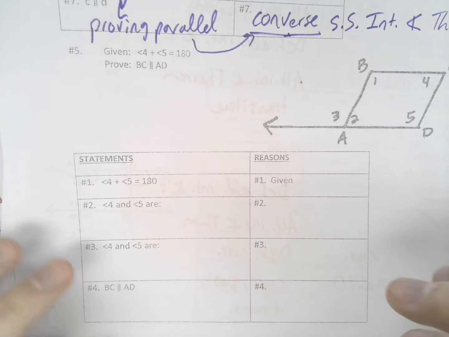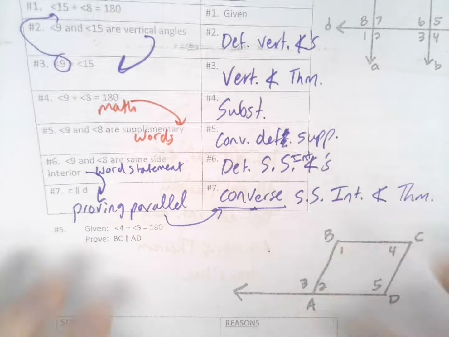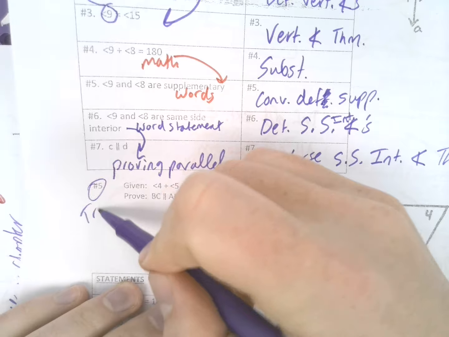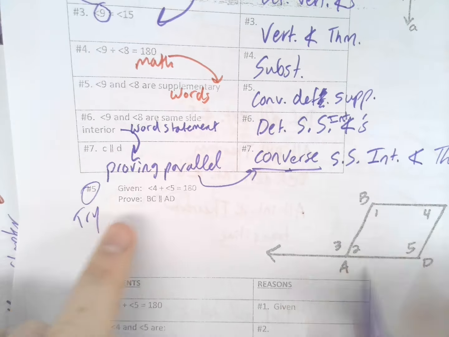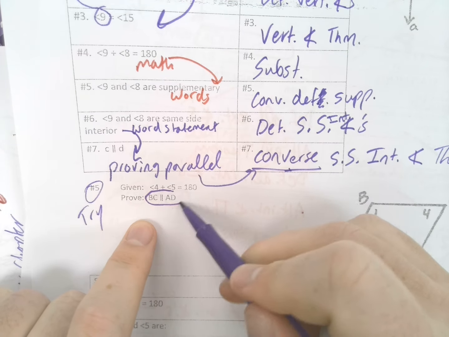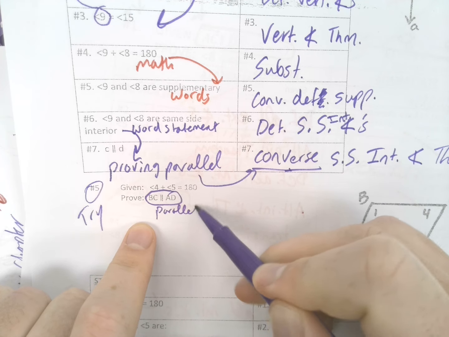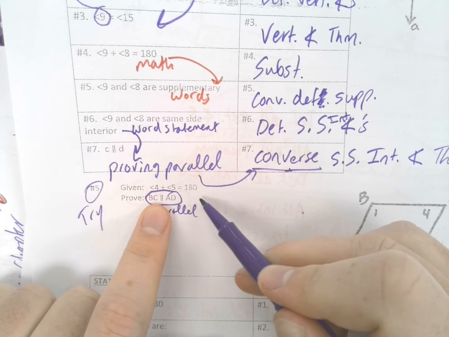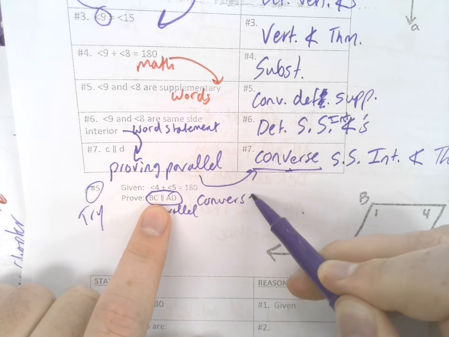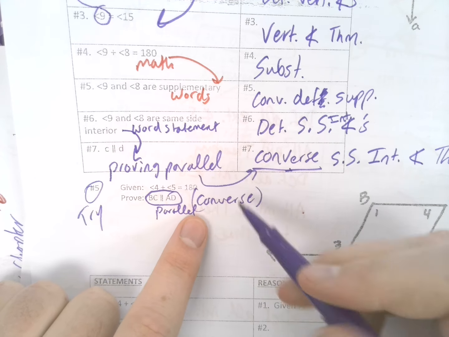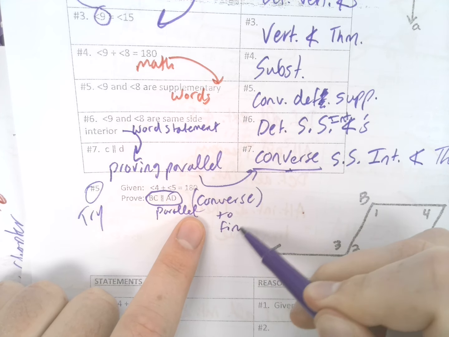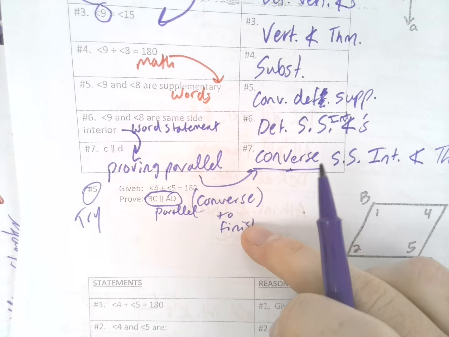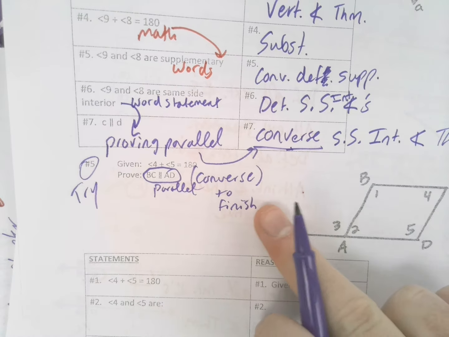So guys, I'm going to give you a chance. Let me leave that there for a second. And then I want you to try number 5 for me. And again, look at that. Parallel. That means we're trying to prove parallel lines. That means we're going to have converse to finish up again. So be on the lookout, guys. Converse is going to show its ugly head again. And it may show up in another spot too.